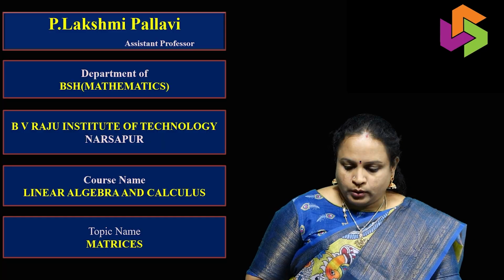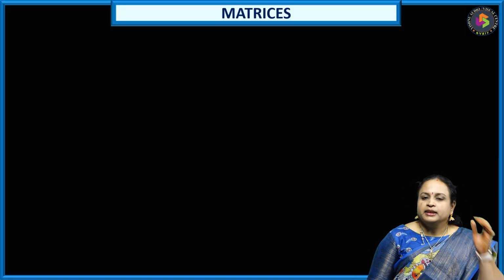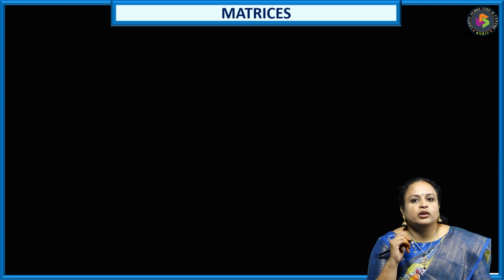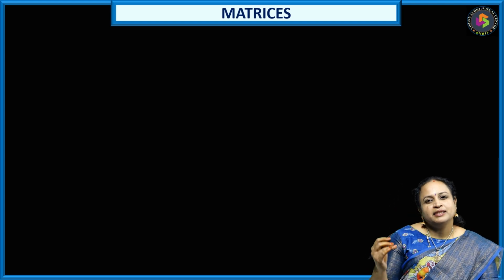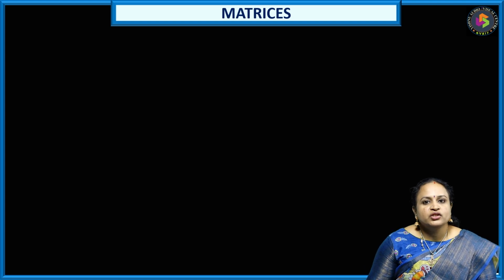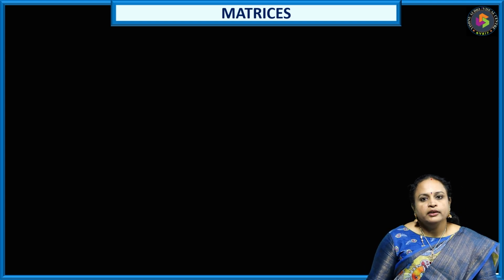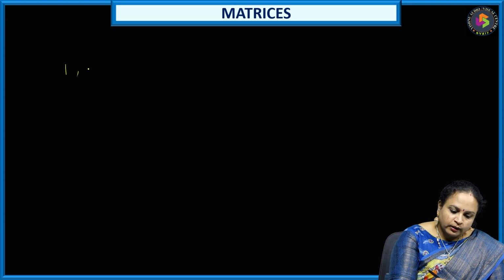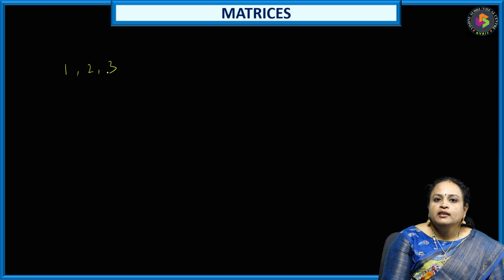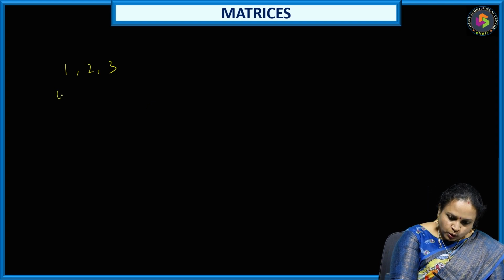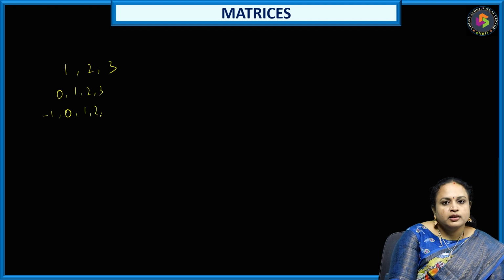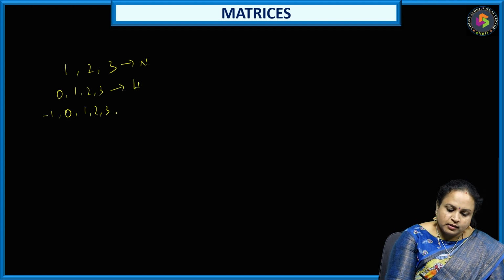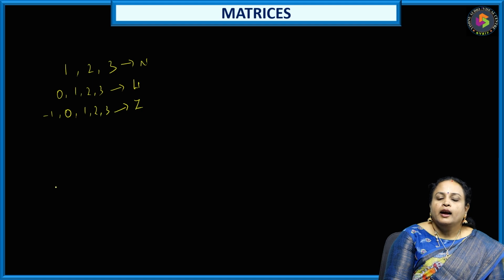My course name is Linear Algebra and Calculus, and I will be telling you about matrices today. When we talk about mathematics, the one thing that comes into everyone's mind is numbers. Numbers are the basic thing we learn even from childhood. You learn 1, 2, 3, and then 0. Then we know there are negative numbers and positive numbers along with 0. These are natural numbers, whole numbers, and integers.